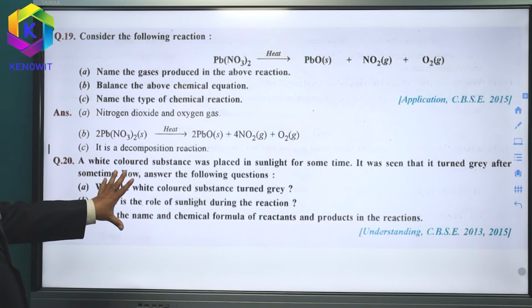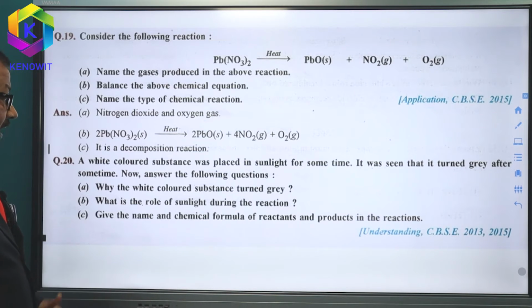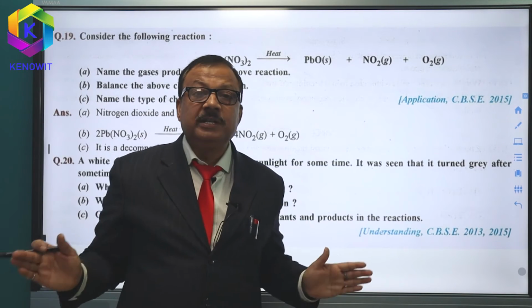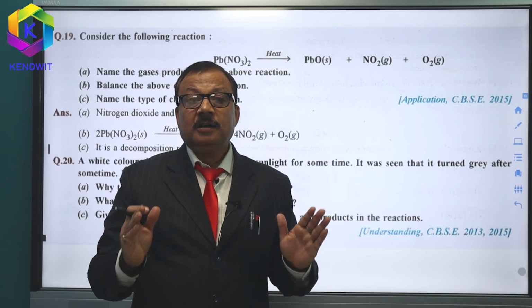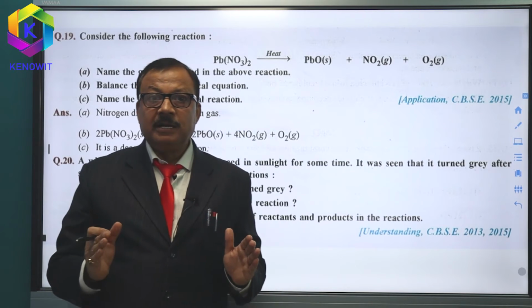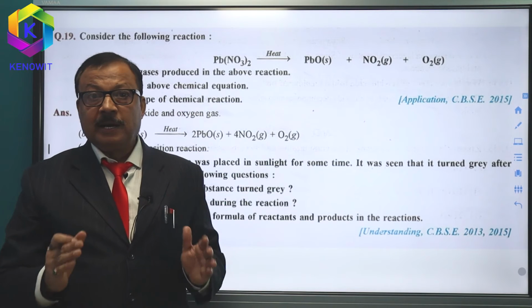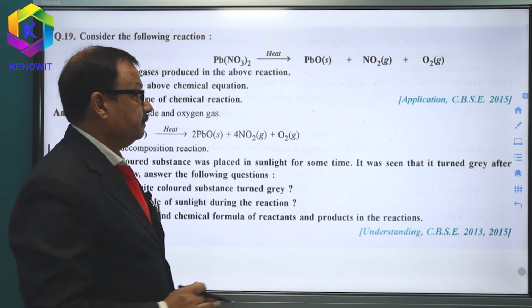Then question number 20 is based on what type of problem? Observation: white colored substance turned gray. What is the role of sunlight? So in a photochemical reaction, sunlight is used to decompose the substance. So we know that decomposition reactions are divided into three parts. The first part is thermal decomposition, in which heat is required. The second part is electrolytic decomposition, in which electricity is required. And the third part is photochemical decomposition, in which sunlight is required.